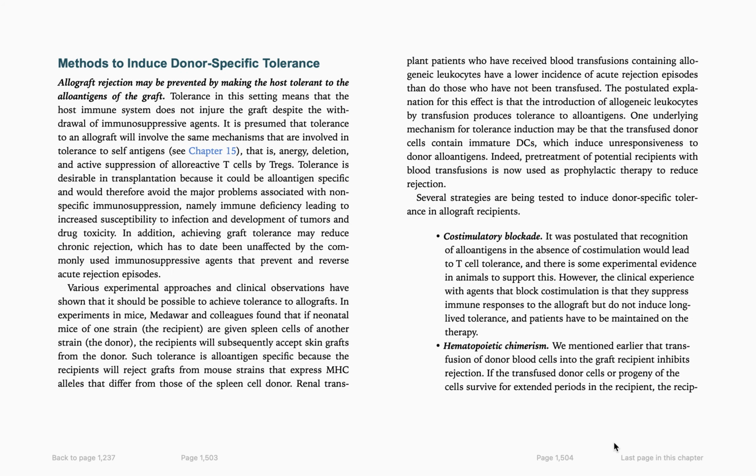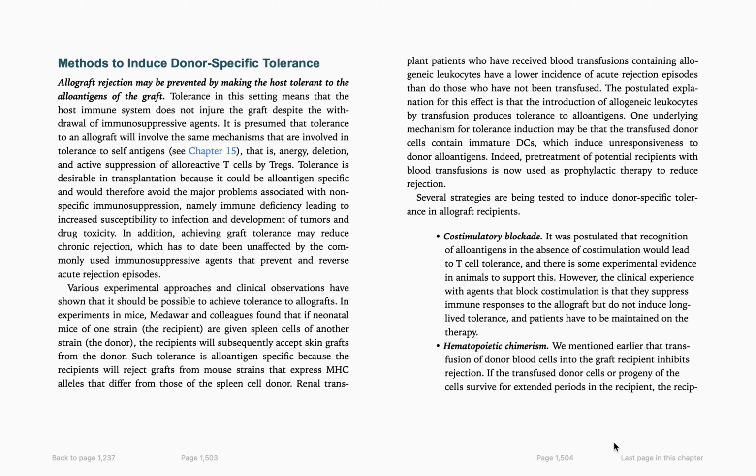Methods to induce donor-specific tolerance. Allograft rejection may be prevented by making the host tolerant to alloantigens of the graft. Tolerance in this setting means that the host immune system does not injure the graft despite the withdrawal of immunosuppressive agents. It is presumed that tolerance to allografts will involve the same mechanisms involved in tolerance to self-antigens, as seen in chapter 15. That is, anergy, deletion, and active suppression of allograft T cells by Tregs.